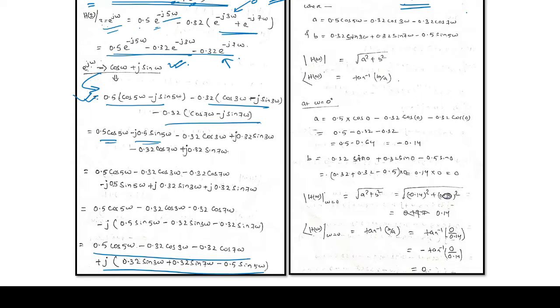At whatever frequency you want to find the amplitude response, you just put the value of omega. So you will get the values of A and B at that omega. Once you have A and B, the modulus of H equals the square root of A square plus B square, and the phase of H(omega) is tan inverse of B by A. How you should calculate this, I have already given you in one of the previous classes.